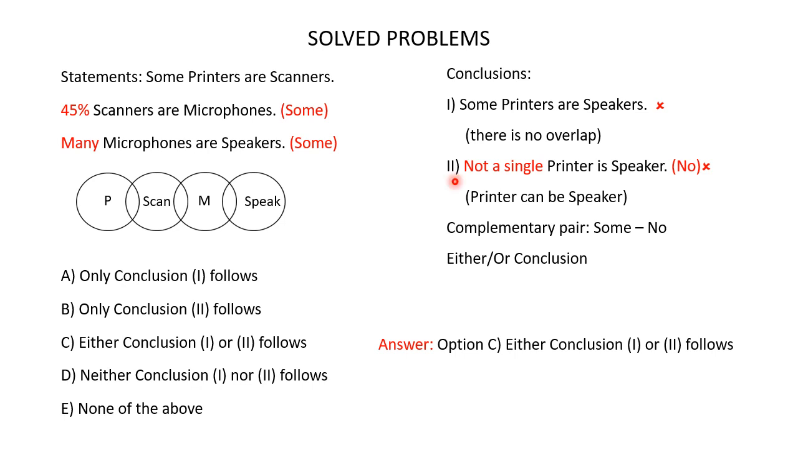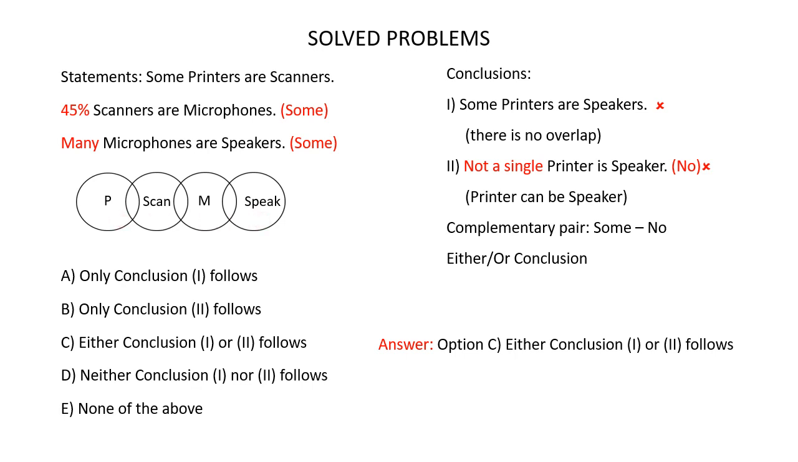Conclusion 2. Not a single printer is speaker. Now the words not a single means no. So this conclusion now becomes no printer is speaker. So you have printer here and speaker here in the basic diagram. Clearly you can see that no printer is a speaker in the basic diagram.